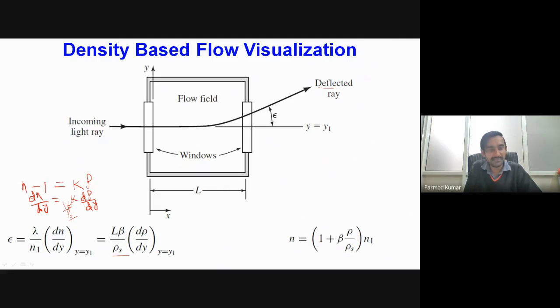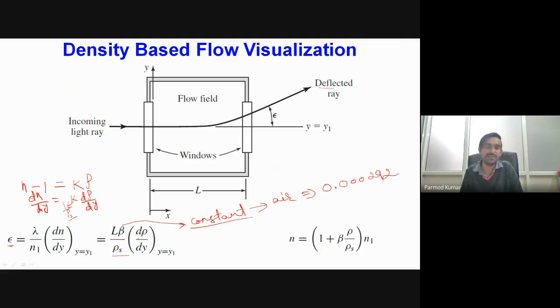Okay, and this lambda is actually replaced by L into beta, where this beta is also some constant. The value of this particular constant depends upon the gaseous medium we are considering. Particularly for air, the value of this constant is equal to 0.000292. So over here we can see that the angle of deflection is proportional to the gradient of density. So if in any measurement technique we are measuring the angle of deflection, that is giving us the gradient of the density field.